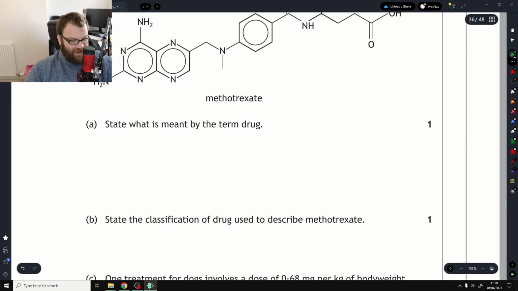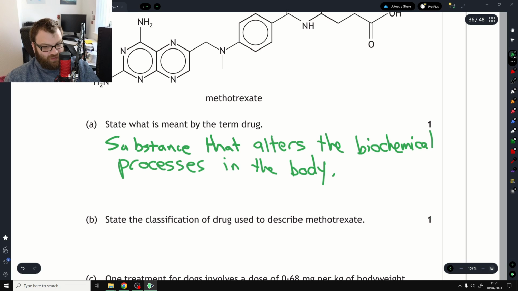Next one, we're talking about drugs. So we have drugs and medicines in this topic. A drug is anything that alters biochemical processes in the body. No other way of learning it than just learn it. It's a straight up learn-the-definition question. If it's the definition of a medicine, we want to be talking about the beneficial effects. It has a beneficial effect on the body rather than just altering the biochemical processes.